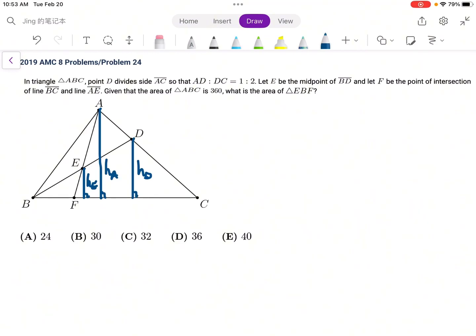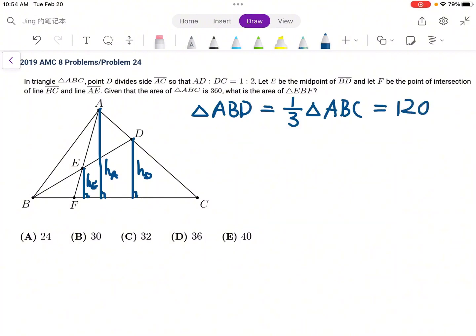that means the area of triangle ABD equals 1/3 of the area of triangle ABC, because AD is 1/3 of AC, and they share the same height from B to AC. So because ABC is 360, this is 120.